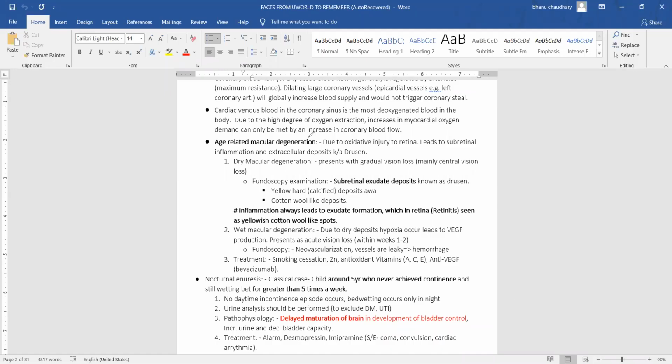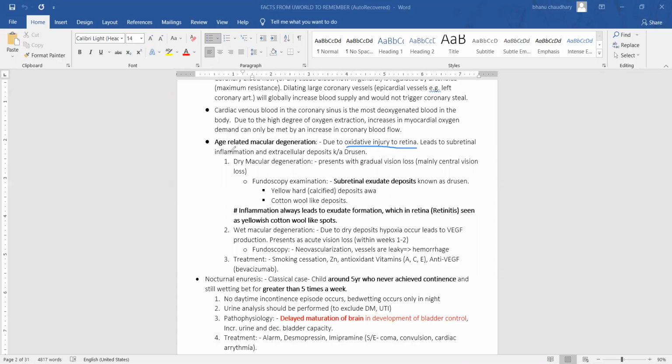Okay, so that's age-related macular degeneration. It happens because of oxidative injury to your retina. Oxidative injury can happen with old age, so that's why the name age-related macular degeneration. You have inflammation because of this oxidative injury. It causes a subretinal inflammation, that means inflammation just below your retina.